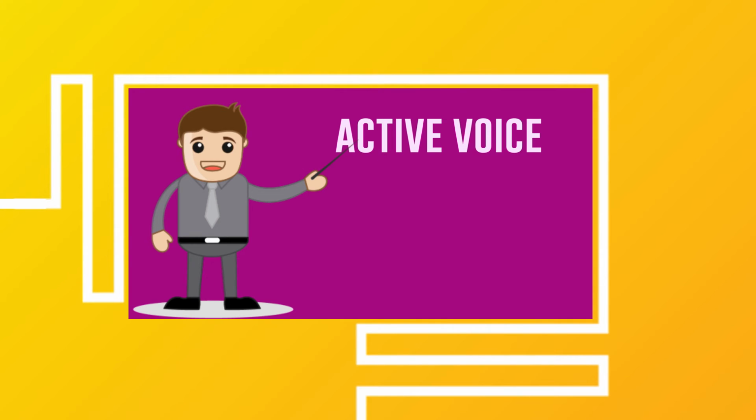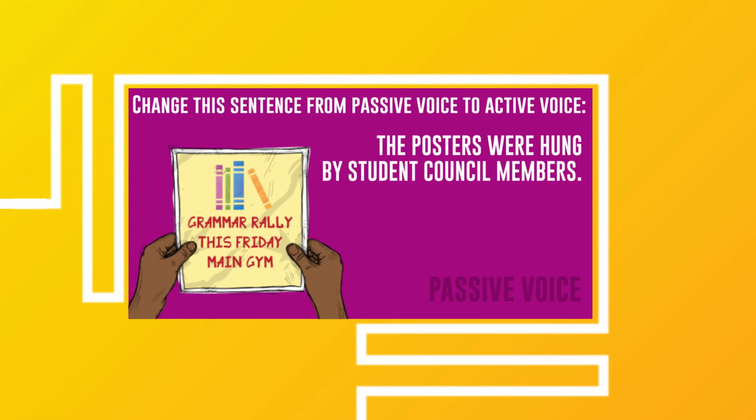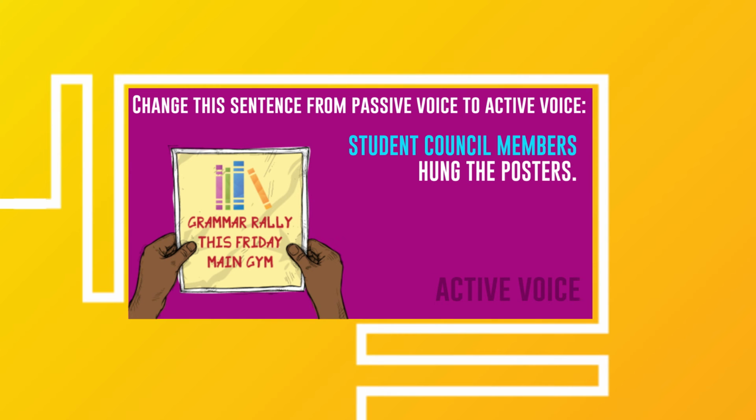Typically, teachers want students to write in active voice. See if you can change the sentence from passive voice to active voice. The posters were hung by student council members. Ask yourself who hung the posters. Student council members hung the posters. Almost always, you can make the object of the preposition, student council members, the subject. You'll switch that object with the subject. Doing so makes this sentence active voice.